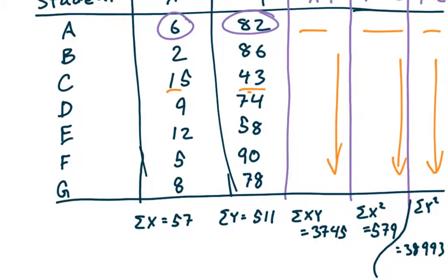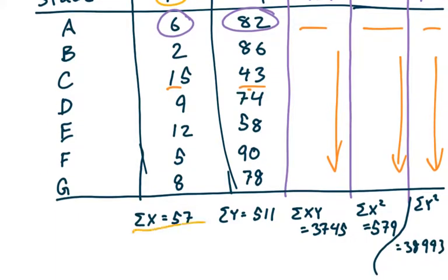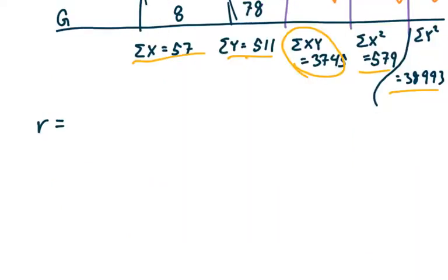All right, so there all of those values are. Notice this first column, these were the x values. So there's the sum. That first column is 57. That's the sum of the x's, and so on and so forth. So we have all of the sums of all of these columns because these are the quantities that we're going to then substitute into our formula for the correlation coefficient.